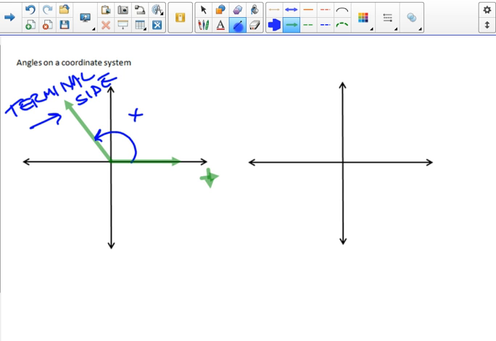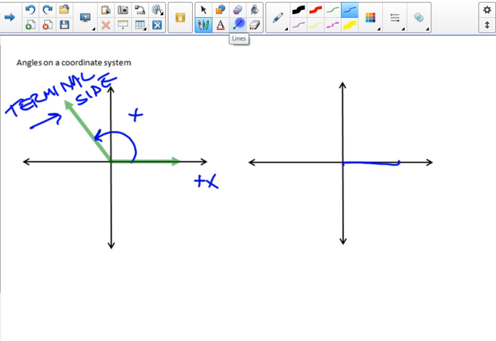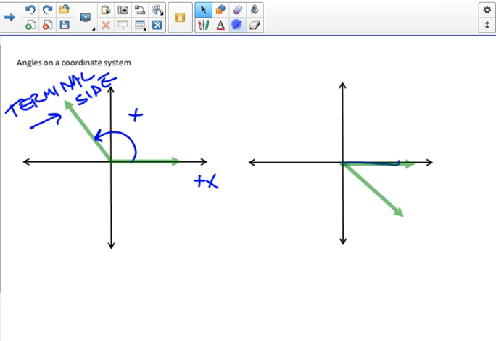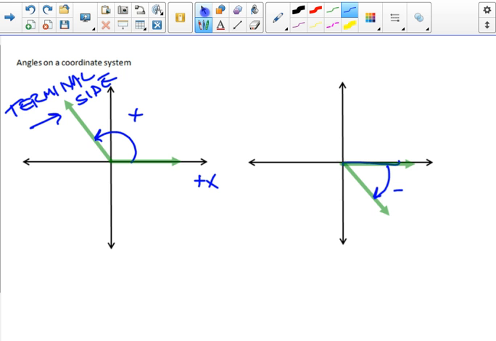We always start on the positive x-axis and then rotate counterclockwise for positive. If we start here and rotate downward, or clockwise, then what we have is a negative angle. Even if it went all the way around to here, it would be a negative angle. For example, this would be about negative 50 degrees or so.